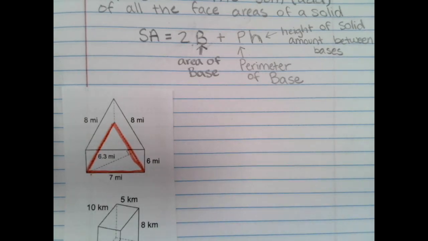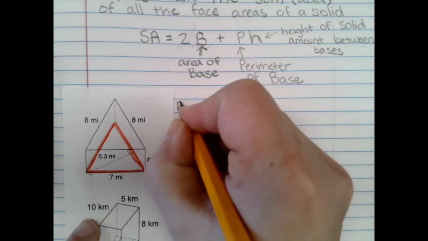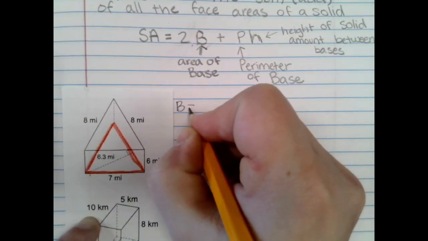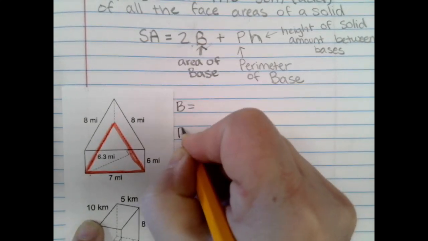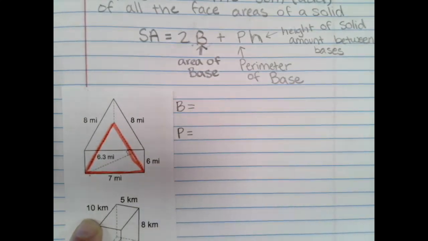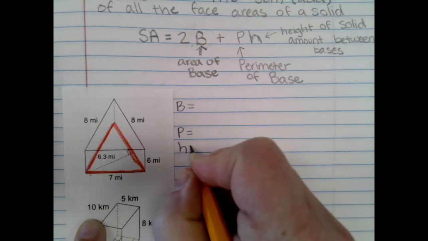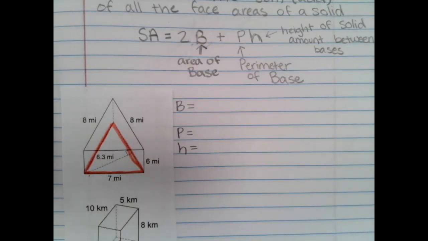Okay, so for our area of our base, we're going to start with B. We need to find three things. We need to find our B. We need to find the P, the perimeter of the base. And we need to find the height. So there's three parts to this that we need to find. And notice I skipped a part with B, a line, because we are going to need a little extra there.